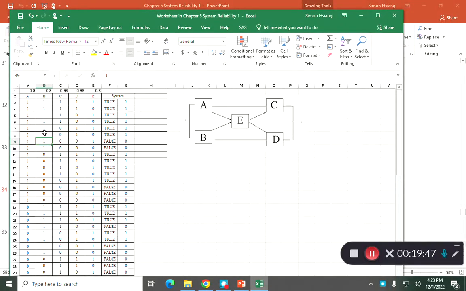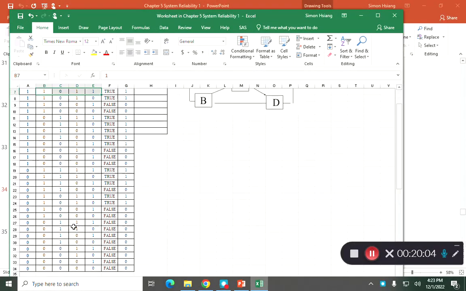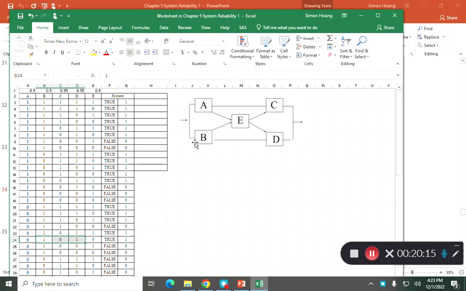Which one is B and D? Well, BDE is a success, and only BD without E is a success. BD without E. Where's BD without E? Oh, right here. Here's a BD without E, still a success. Agree? Well, lower link, B and D.